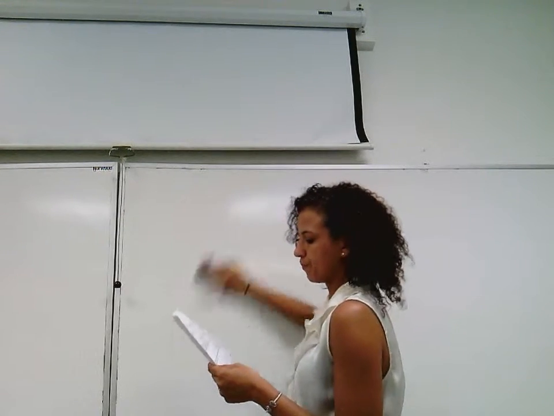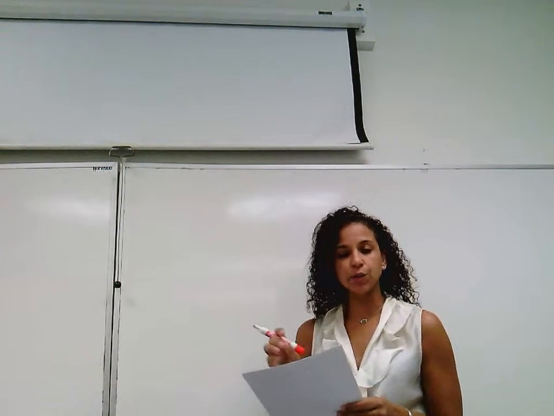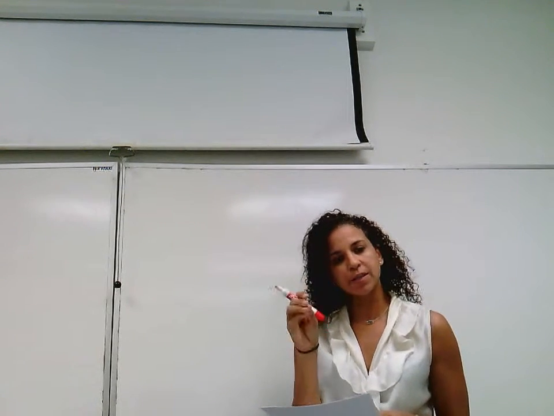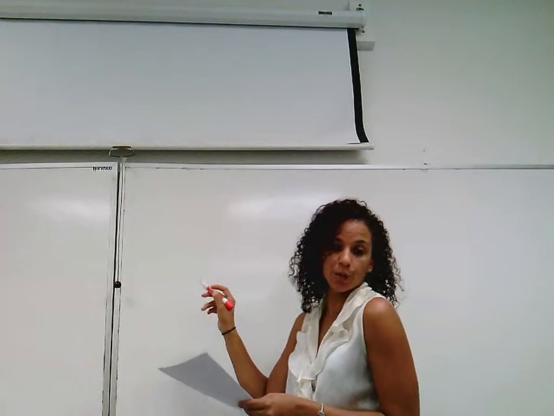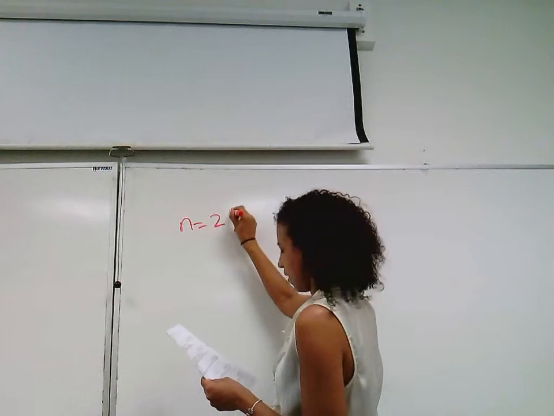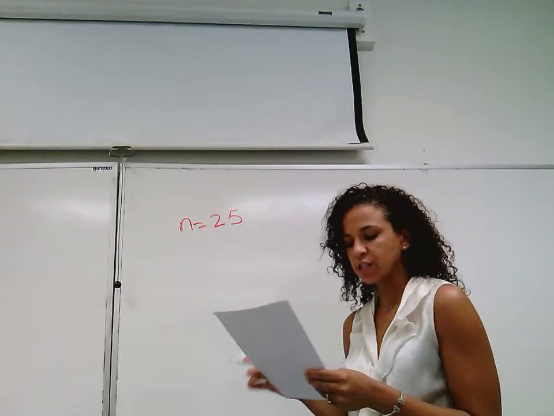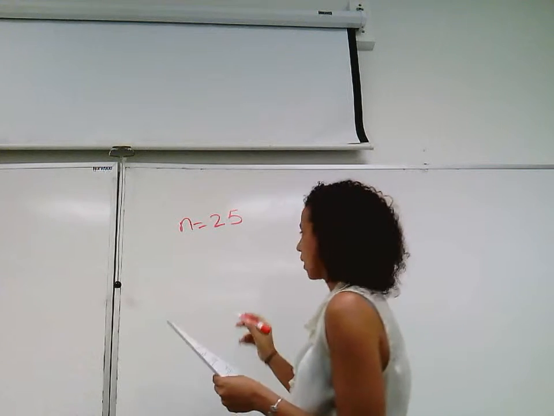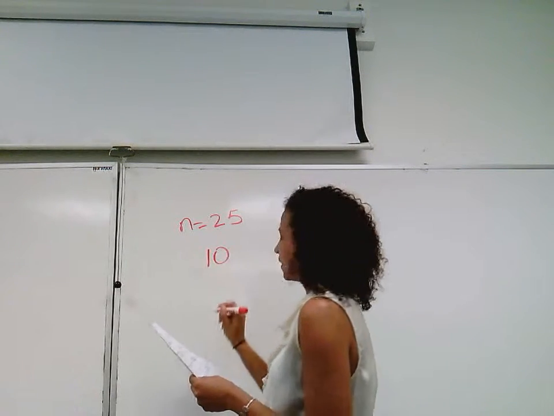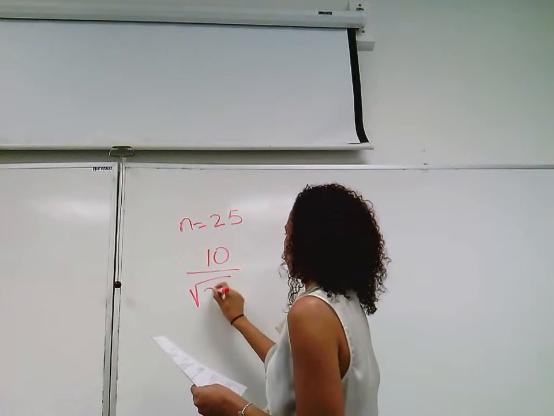All right. 18, what is the standard error of the mean when analyzing the IQs of 25 adults? Right here where it says 25 adults, your whole population is 25 adults. So my n is going to be equal to 25. And it says given that the population standard deviation of adult IQ is 10. All right, so I know it's 10. I'm going to take 10 divided by the square root of 25.